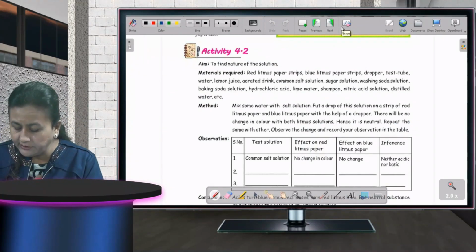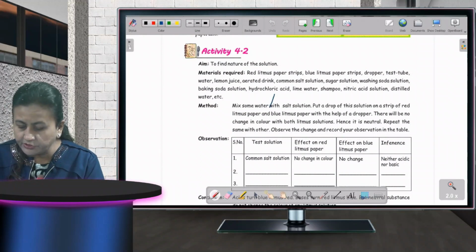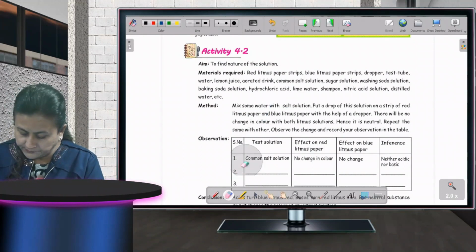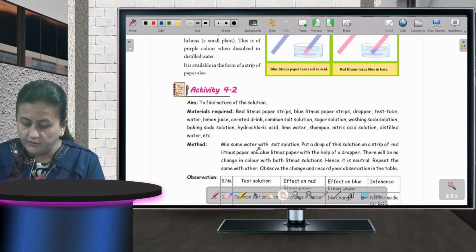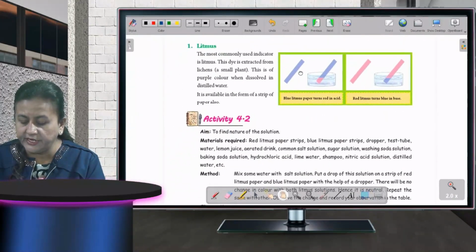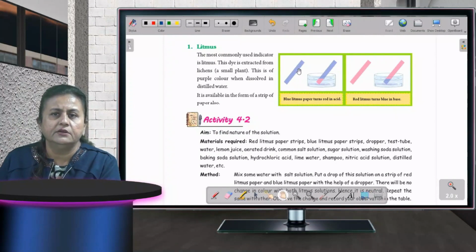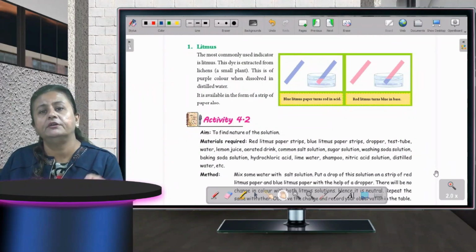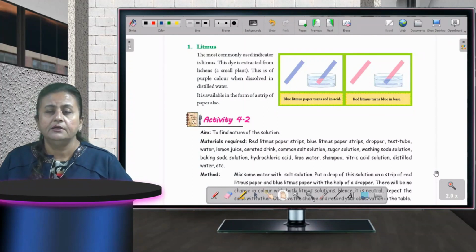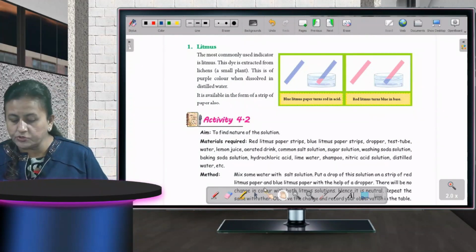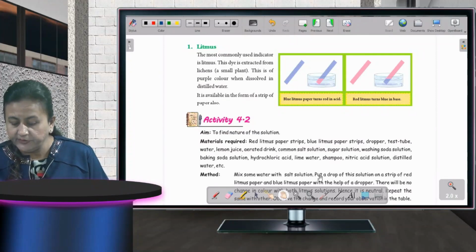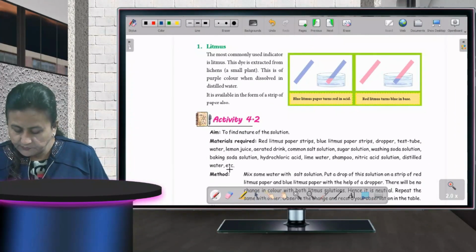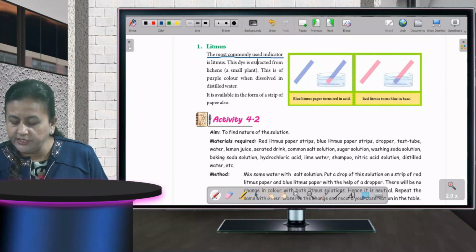Now the next one, you can all see on your screens also. The first indicator is litmus. Very common word, you must have seen or heard about it. It's a strip of paper which changes its color when we put in an acidic thing or a basic thing. This is the most commonly used indicator.